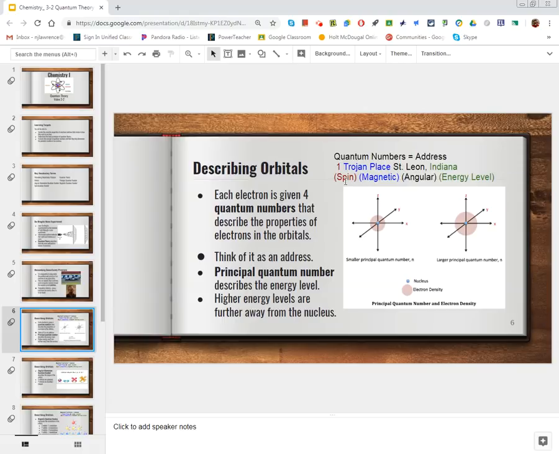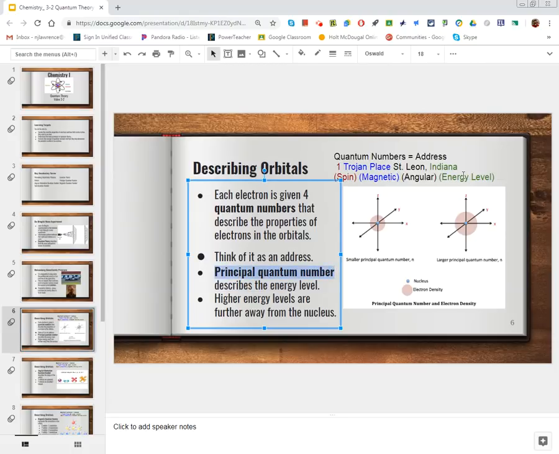So we're going to have things like the spin, the magnetic number, the angular number, and the energy level. So these are 4 numbers coming together to make the quantum numbers. They just describe the location or the properties of where an electron is or might be. And again, we can think of this as an address. And the first value we look at is called the principal quantum number.